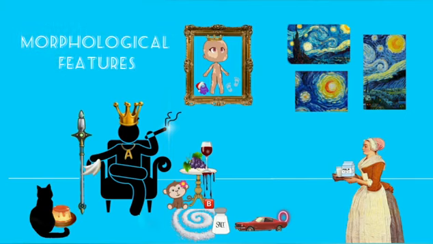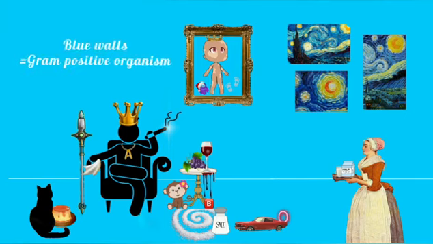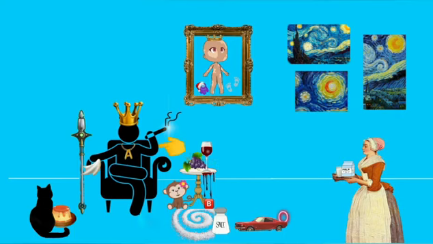Now starting with the morphological features, the blue background has been used to indicate gram-positive bacteria. From the grapes, we know that these are cocci arranged in clusters. This king does no work and is always sitting on his chair, so we know that this is a non-motile organism.